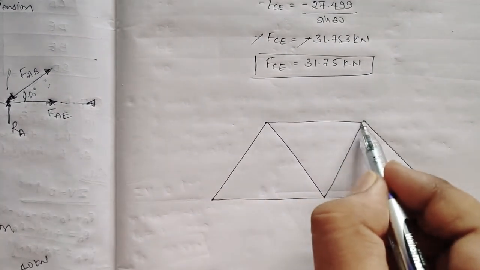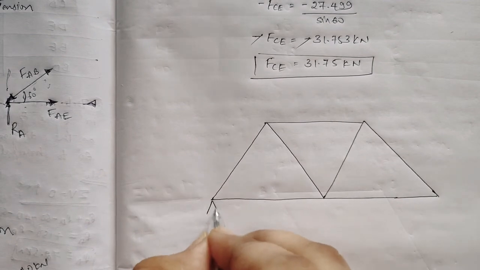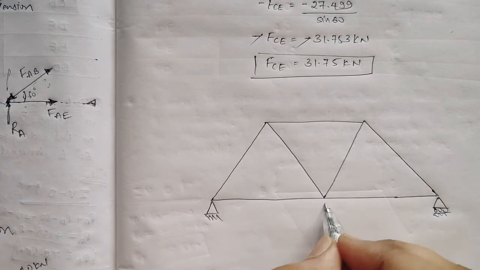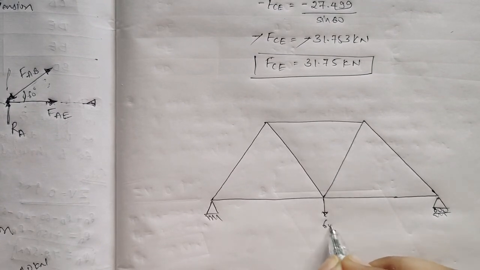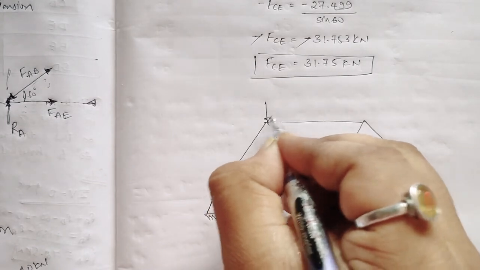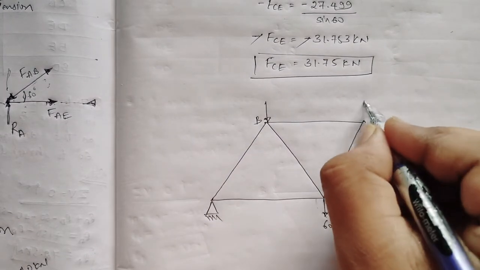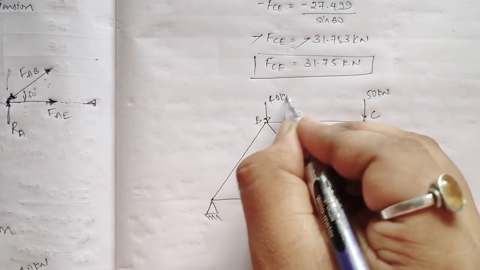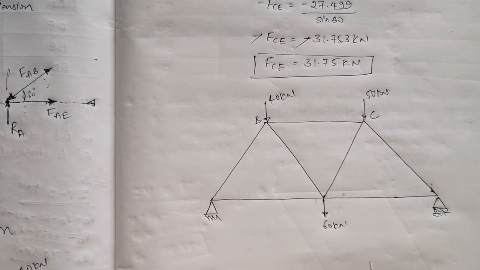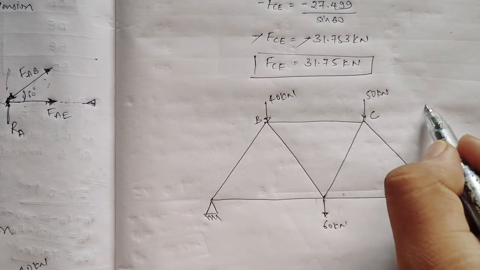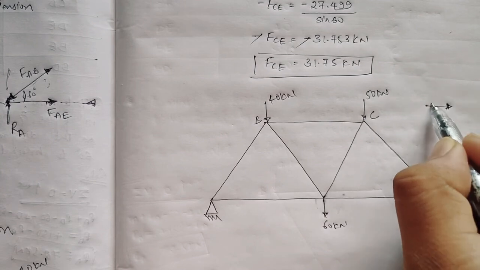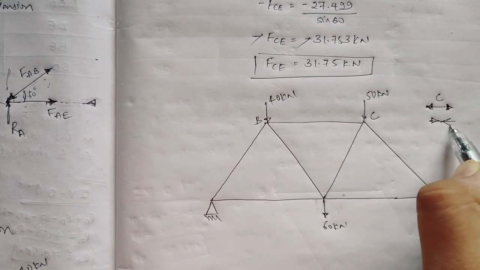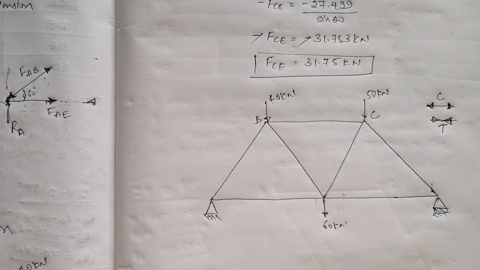This is the diagram which they have given. At A we had a hinge, at B we had a roller, at E we had one force, that is 60 kilonewton. At C we have 50 kilonewton, and this is 40 kilonewton. Now you know what compression is: compression is forces going away from each other. Tension is forces coming towards each other, at the joints.